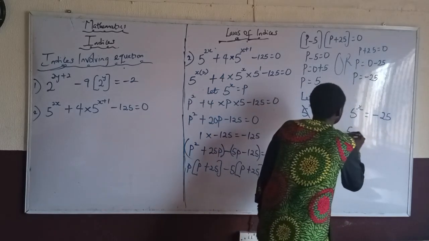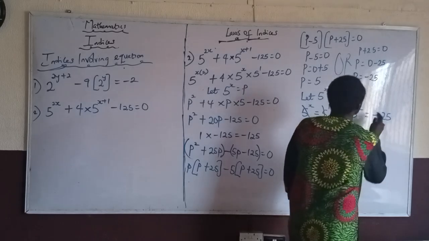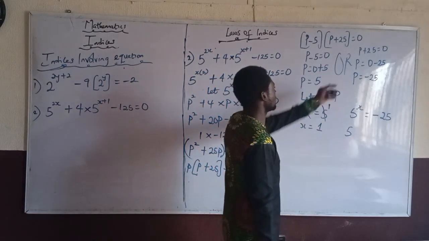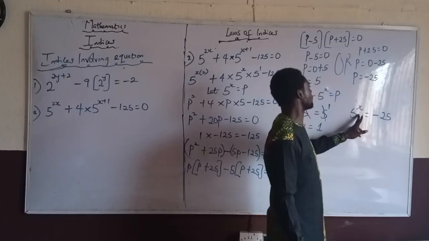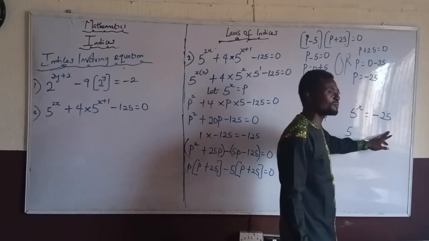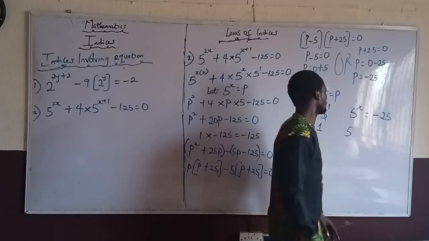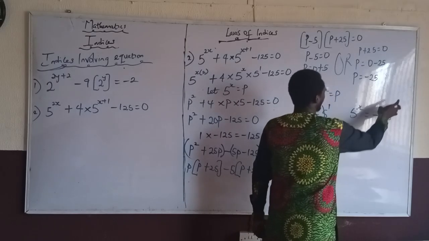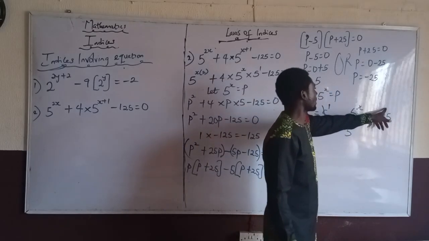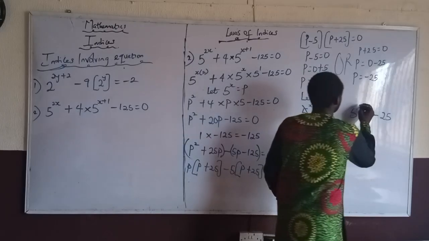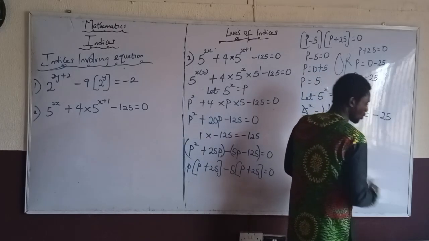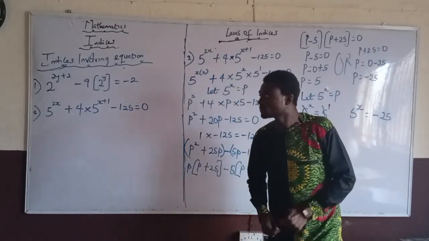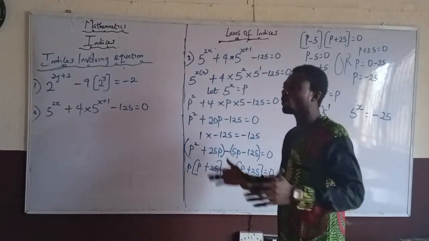So here becomes 5, no, this is our final answer. 5 raised to power what equals minus 125? Because if I have 5 raised to power x equals minus 5 raised to power 2, now there is no way. I have to bring the power down. So this is my final answer: 5 raised to power x equals minus 25. So this is the end of the whole of indices.